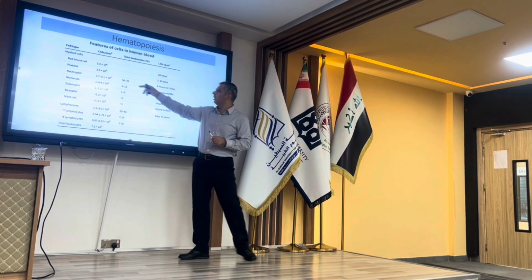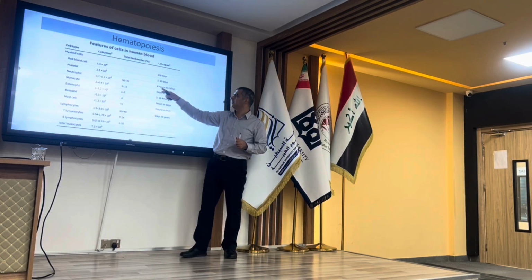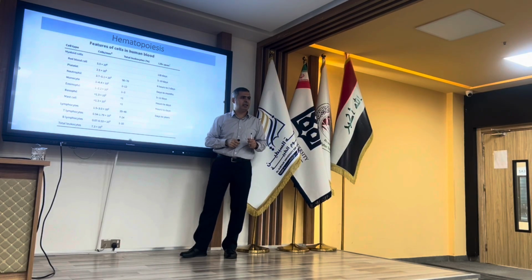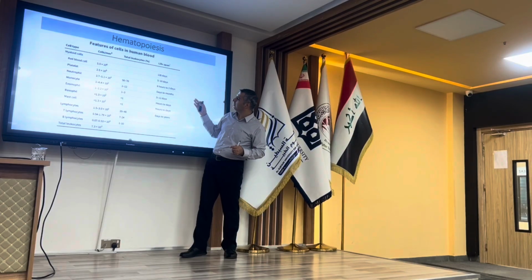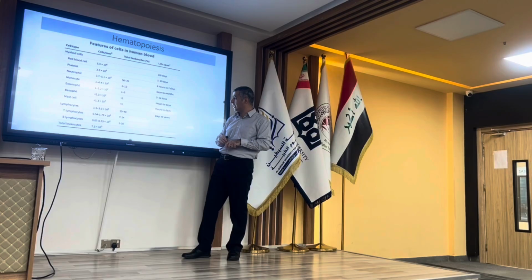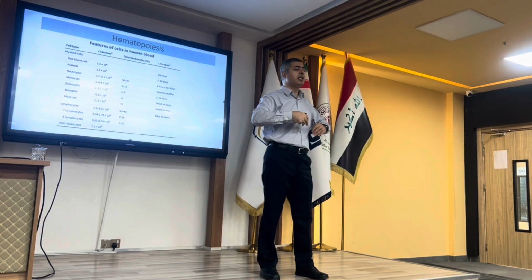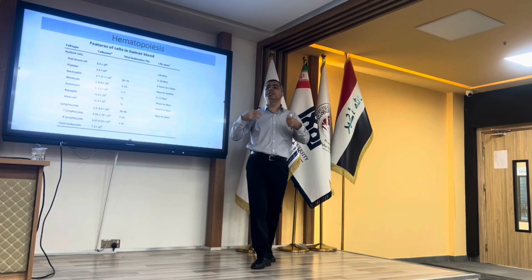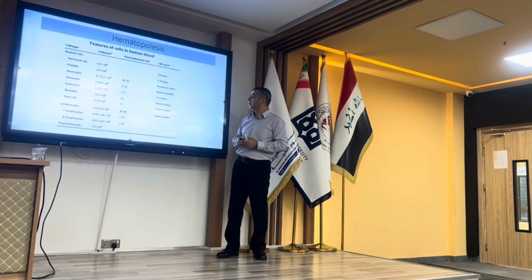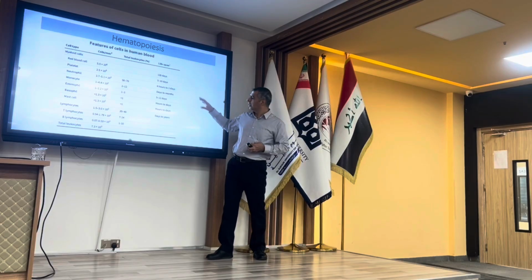For example, the lifespan of a neutrophil is 6 hours to 2 days at the maximum. But for macrophages or monocytes, we have days to months. And if monocytes differentiate to macrophages, they can live for years, and sometimes they can live for decades in the tissues.